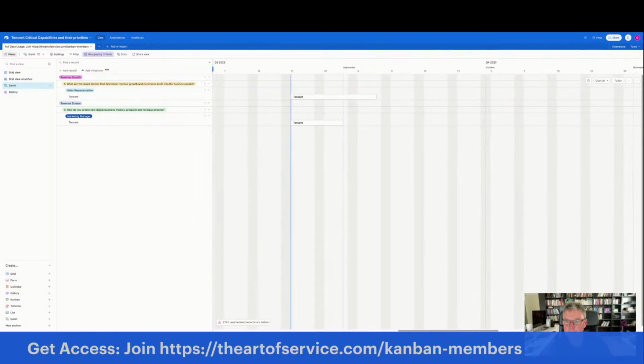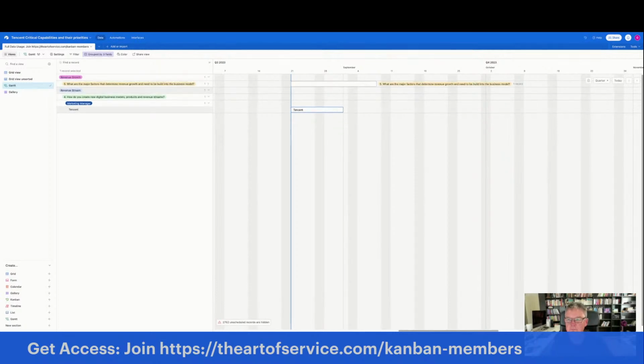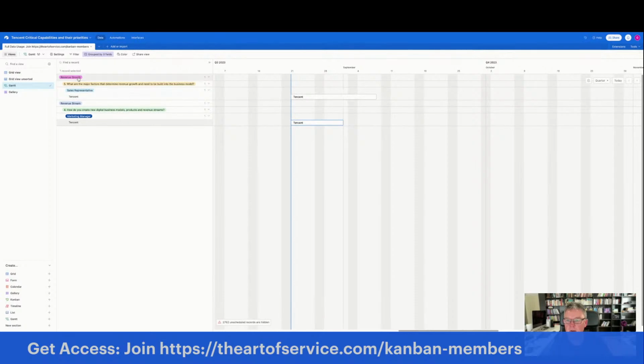We set out this one. What are the major factors that determine revenue growth and need to be built into the business model, and how do you create new digital business models, products, and revenue streams? So revenue stream and revenue growth, we're focusing on those ones. And I can get more detail when I focus in on the chart itself. Oh, this is unclogging it. There we go.